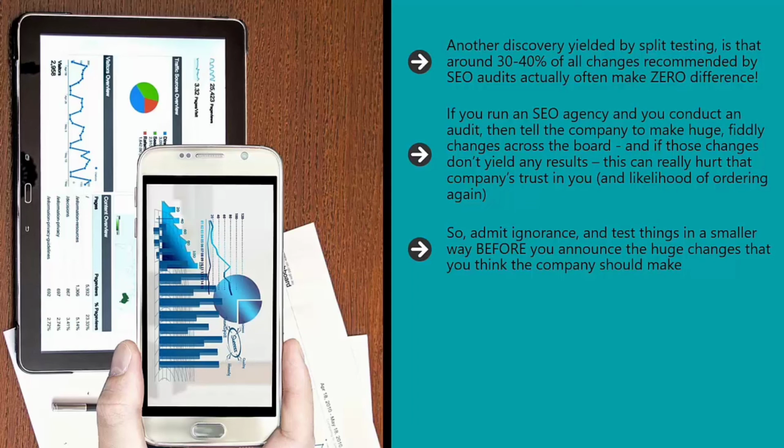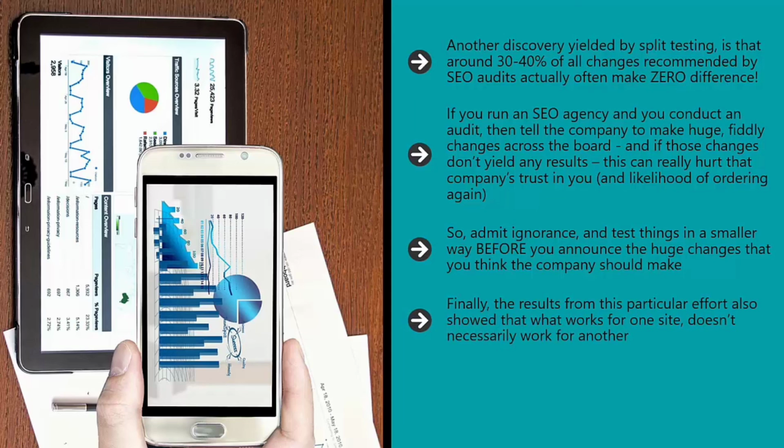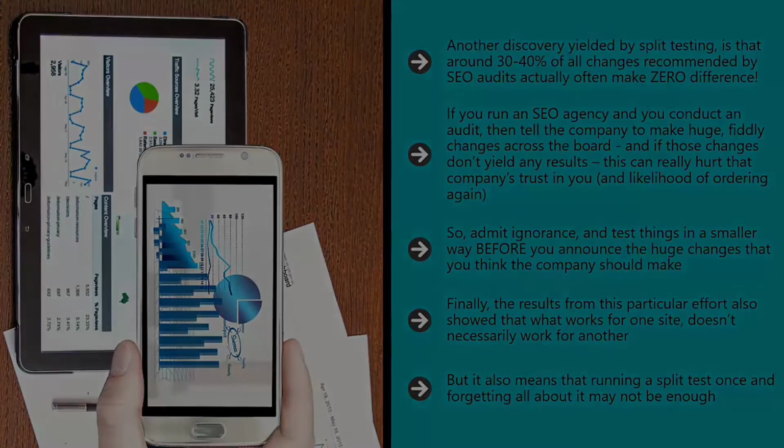So, admit ignorance and test things in a smaller way before you announce the huge changes that you think the company should make. Finally, the results from this particular effort also showed that what works for one site doesn't necessarily work for another. This could be impacted by everything from industry to competition to writing style. But it also means that running a split test once and forgetting all about it may not be enough. You need to test your strategy every time before you roll it out across the board.